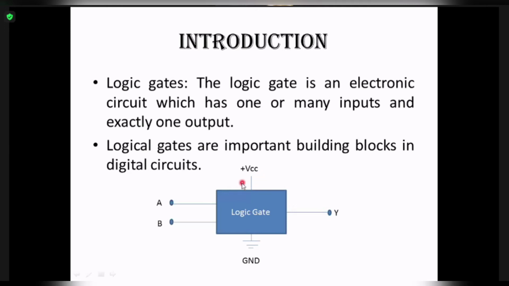For now, you just remember that this plus VCC is a 5 volt power supply, which is required for the operation of this digital component. Whatever the digital component, whether it is a logic gate, a sequential circuit, or any other digital circuit, you always require plus 5 volt for its operation. And ground means 0, that is neutral, right?